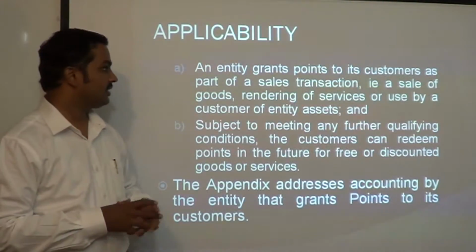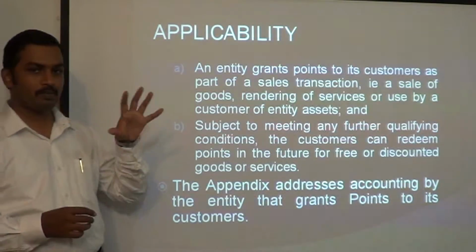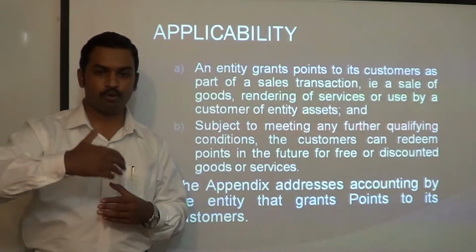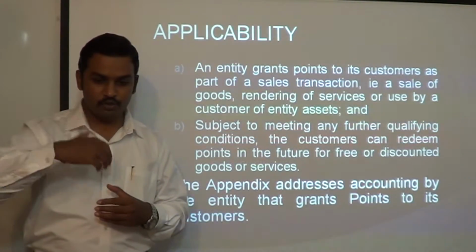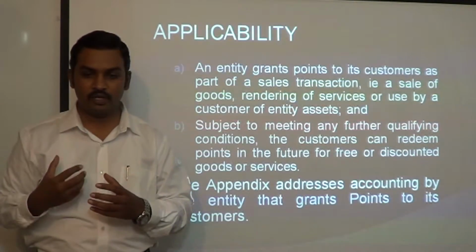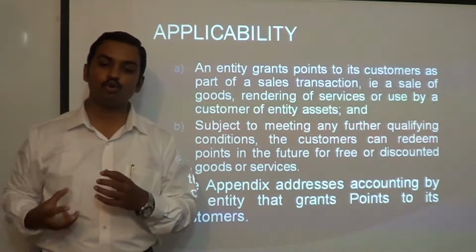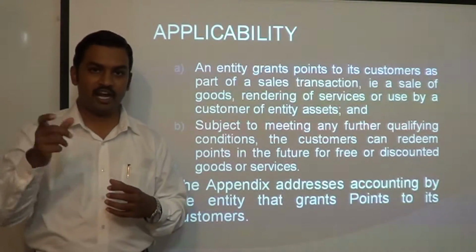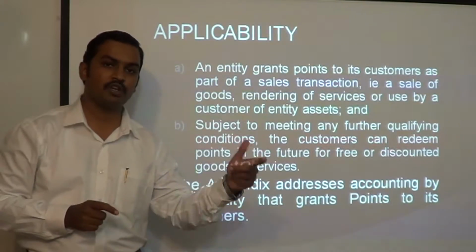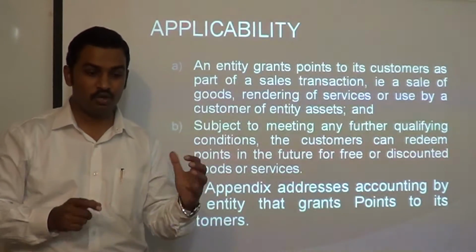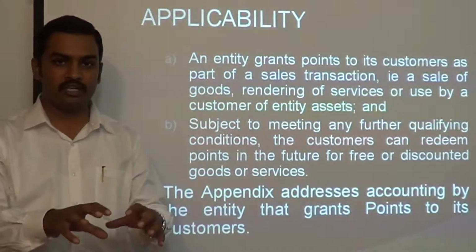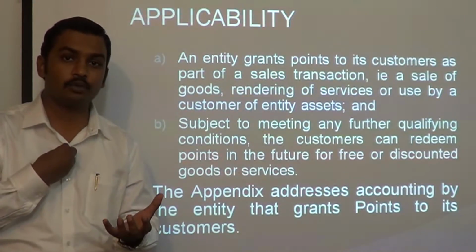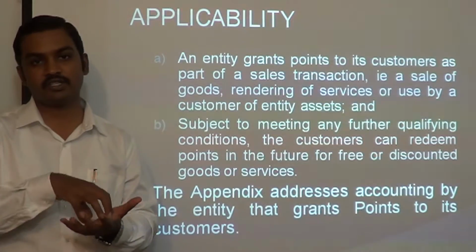Now, applicability. This particular appendix is applicable only in a situation where a sale takes place: you sell goods or provide services to your customer, you get some consideration from the customer, and you grant the customer some points. We call them award credits. In future the customer can use these points to get some goods for free or at a discount. Only in these circumstances, how to account for this loyalty program in the books of the loyalty program operator is what we are going to discuss in this appendix.